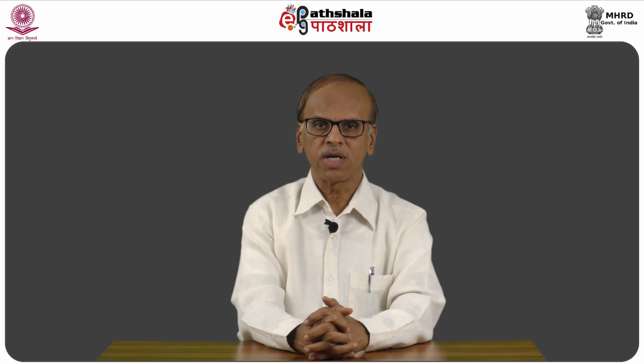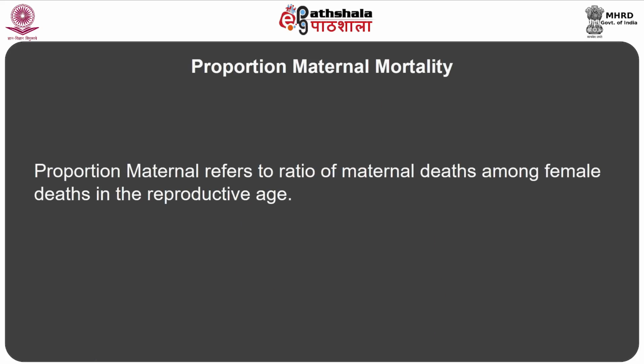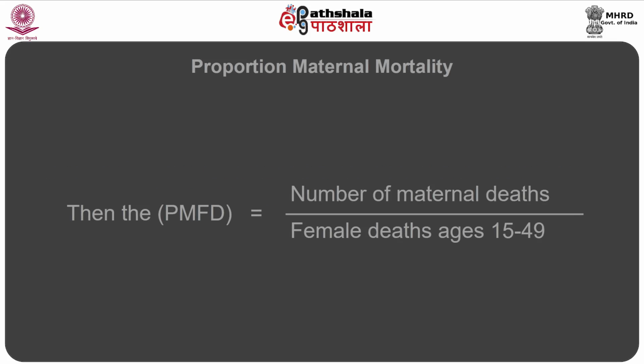Proportion maternal mortality. The third measure of maternal mortality is the proportion of adult female deaths due to maternal causes, PMFD. Proportion maternal refers to the ratio of maternal deaths among female deaths in the reproductive age. For all these three measures of maternal mortality, accurate data about maternal deaths and female deaths in the reproductive age is required. Then the PMFD equals the number of maternal deaths divided by female deaths aged 15 to 49.